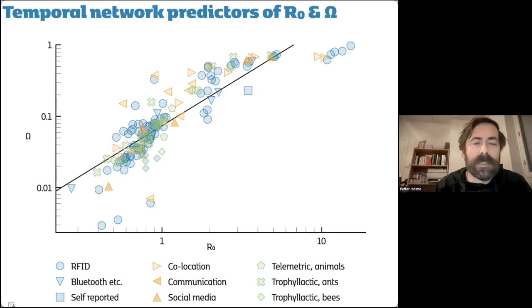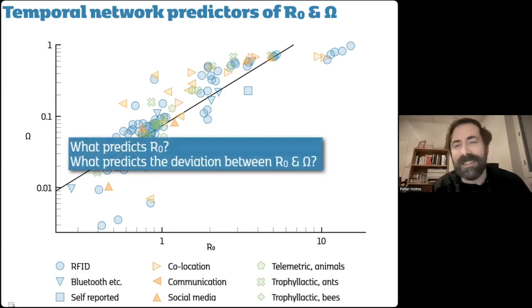This is an SIR model for some parameter value. I don't remember how it's chosen. I have to say this is all three-year-old stuff. Anyway, we want to understand what predicts R naught, and then what predicts R naught's ability to predict omega.